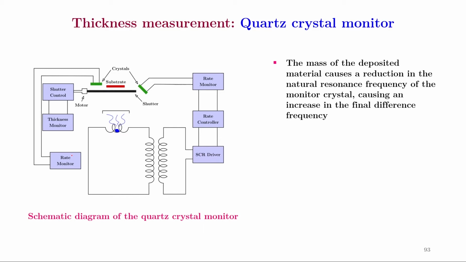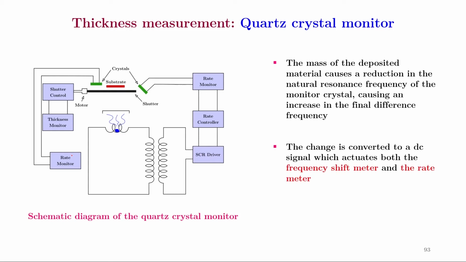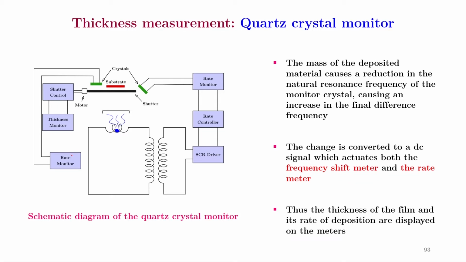The mass of the deposited material causes a reduction in the natural resonance frequency of the monitor crystal, causing an increase in the final difference frequency. The change is converted to a DC signal which actuates both the frequency shift meter and the rate meter. Thus, the thickness of the film and its rate of deposition are displayed on the meters.